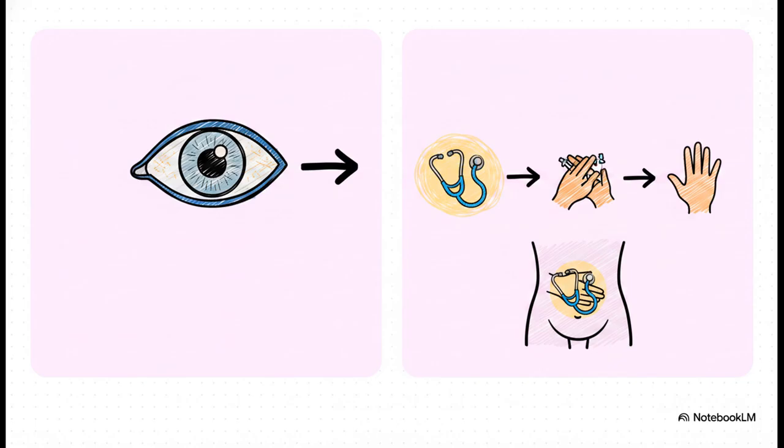Well, for the abdomen, the order completely flips. It becomes inspect, auscultate, percuss, and then palpate. We absolutely must listen to the belly with our stethoscope before we use our hands to touch or press on it. If we were to palpate or percuss first, the actual physical pressure and stimulation could artificially alter the patient's bowel sounds, giving us a completely false baseline.